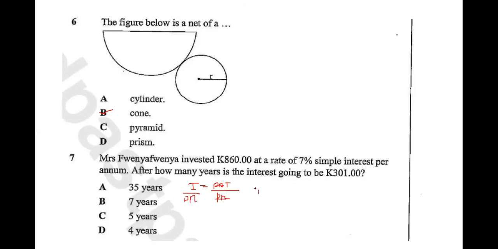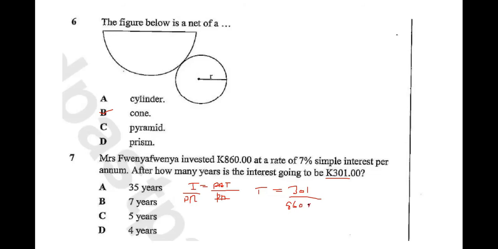So we have our time being equal to the interest over principal times rate. Now the interest is this one, since they said after how many years is the interest. So the interest is 301, so this is 301 over the principal. The money that you put into the bank, the money that you invest, is known as the principal. So that one is our principal, which is 860.